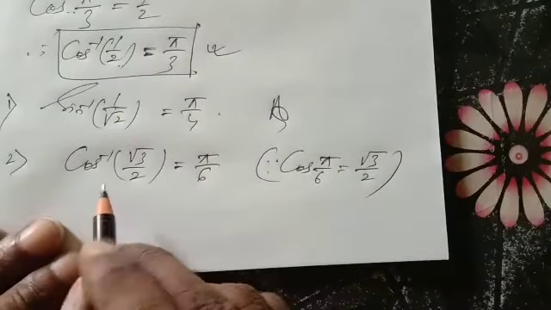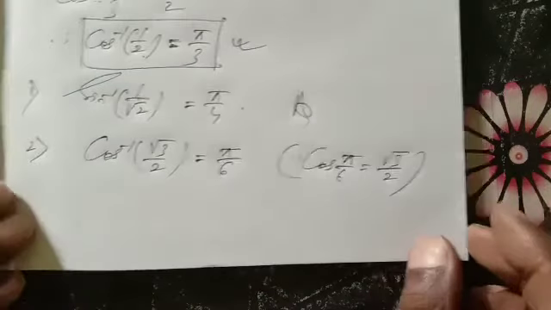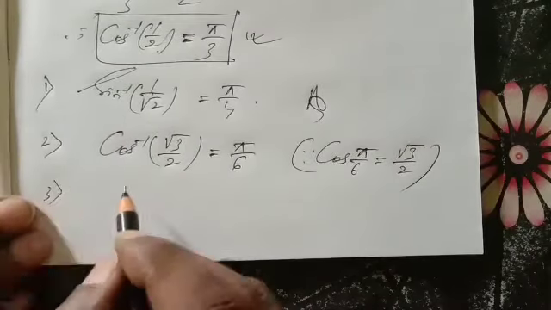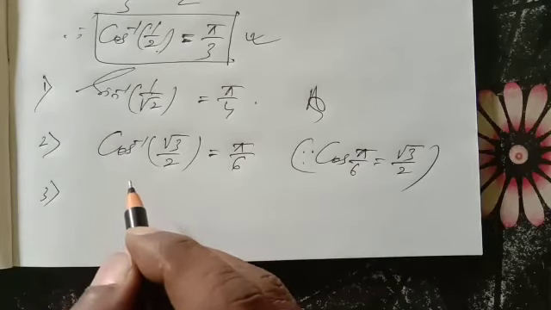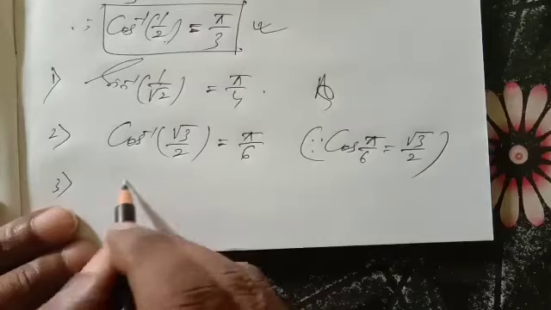Question will come like this. Find the value of cos inverse root 3 by 2. The answer is pi by 6. Question number 3. It is given tan inverse root 3.